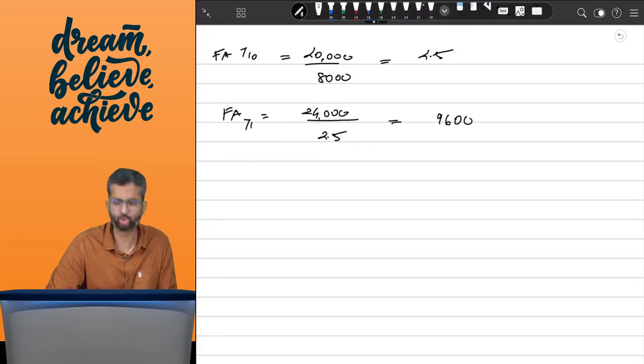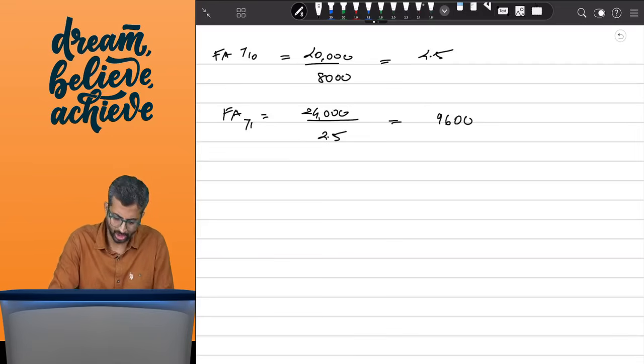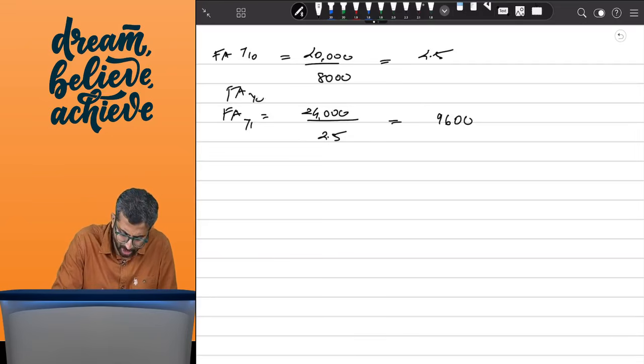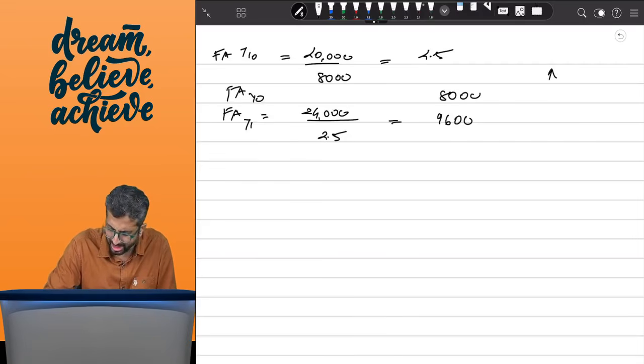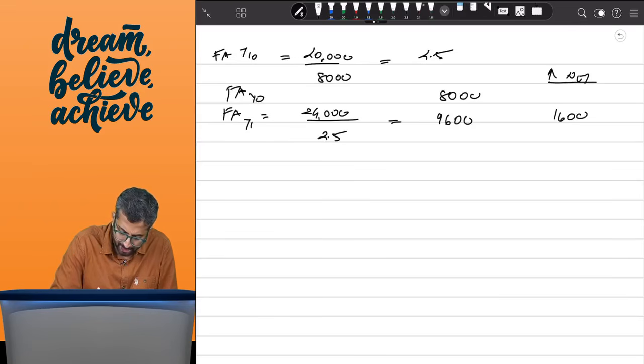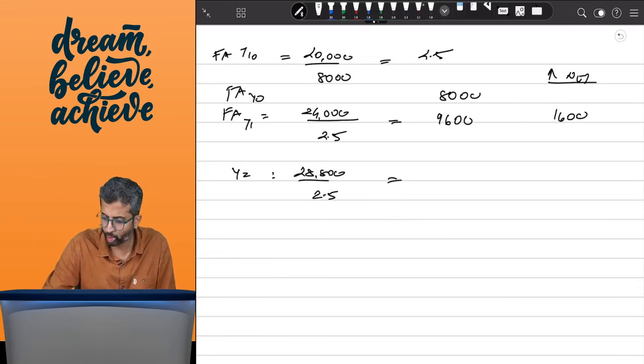Now, how do you solve this? There's a challenge over here. If I look at fixed assets for year 0, that is actually 8,000. So technically there seems to be a net increase of 1600. If I go to fixed assets of year 2, this is 28,800 divided by 2.5, which comes to around 11,520, minus 9,600. This is 1920.